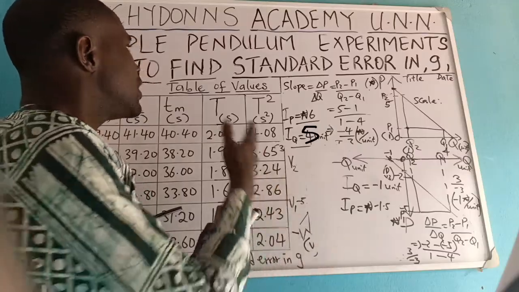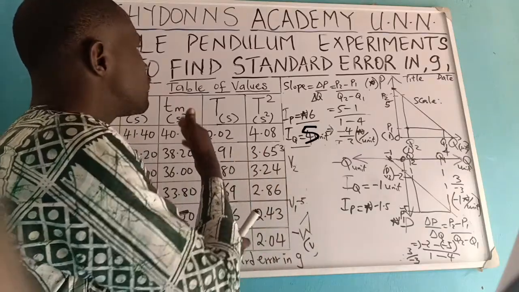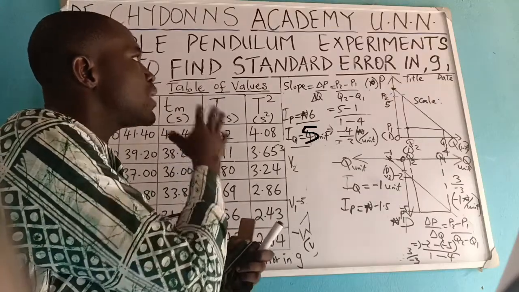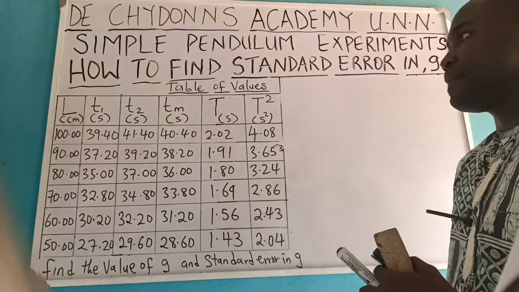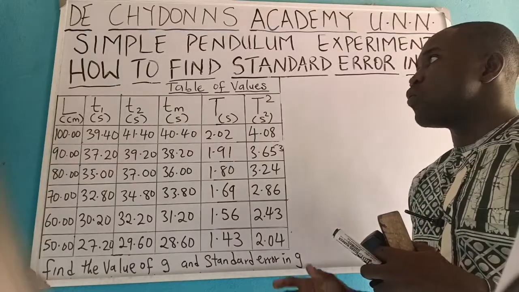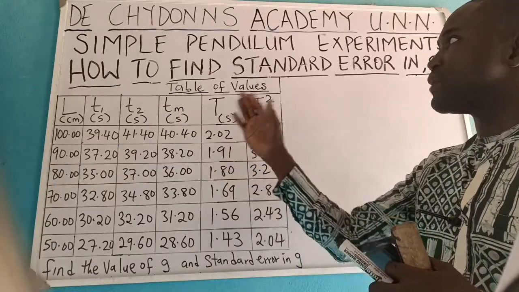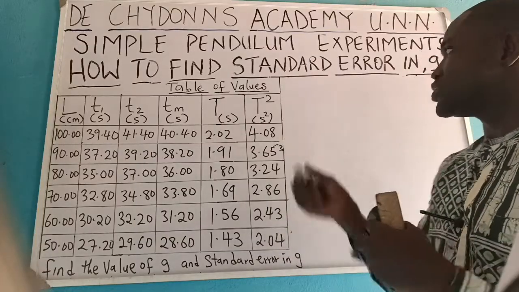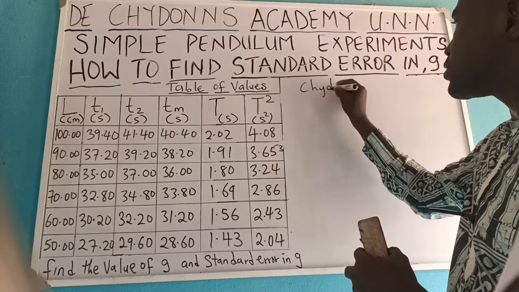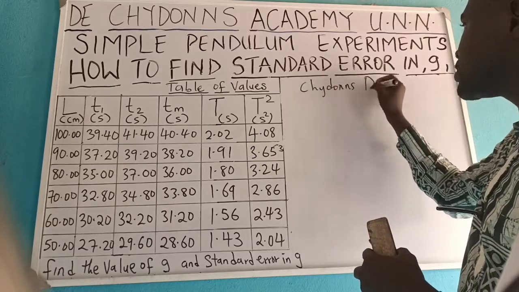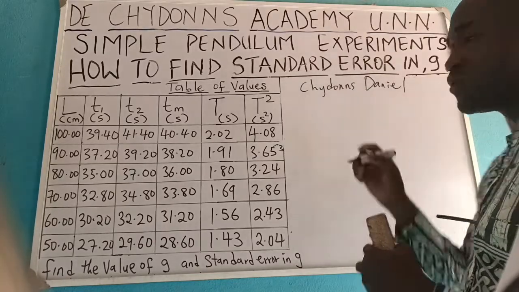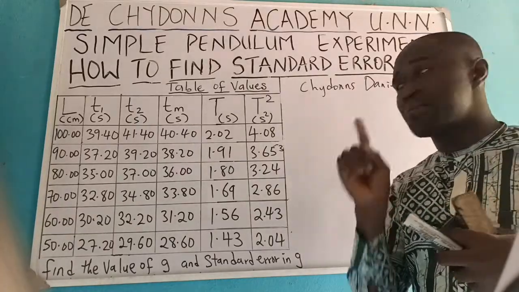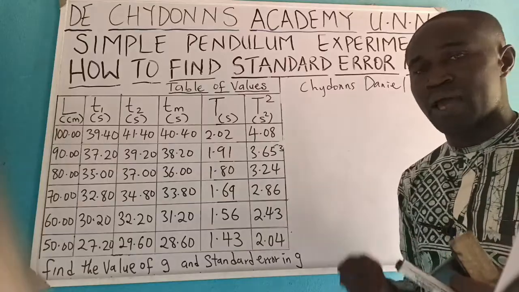Okay, so let's go to how to find standard error in G. Let's discuss the simple pendulum experiment. On our channel, Chidon's Daniel channel, we discussed the simple pendulum experiment. Once you type Chidon's Daniel simple pendulum experiment channel, you'll see this video I'm talking about.